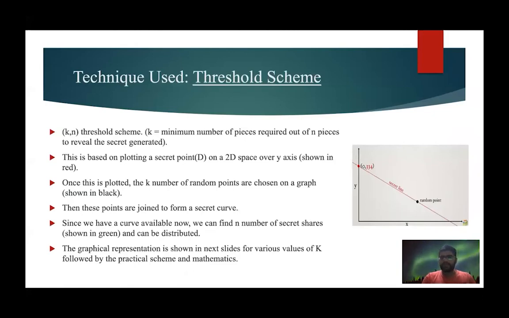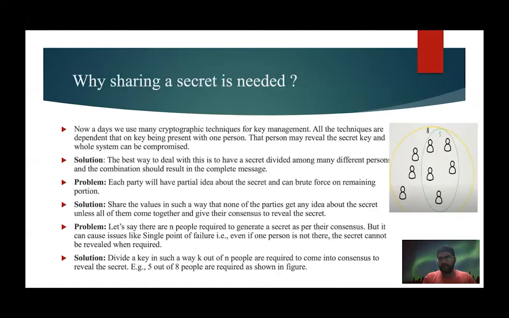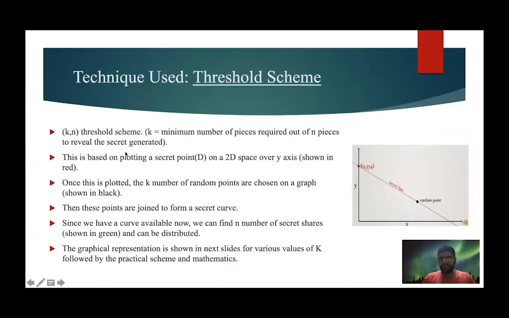And to achieve this, we are using a technique called the threshold scheme. This is called the K-N threshold scheme. K-N as in I have K pieces or K members, as shown in the previous slide. Out of N, here K is 5 and N is 8. So out of N, I need only K combination of keys, or K keys, at a particular time to reveal a secret. Hence, it is called the K-N threshold scheme.